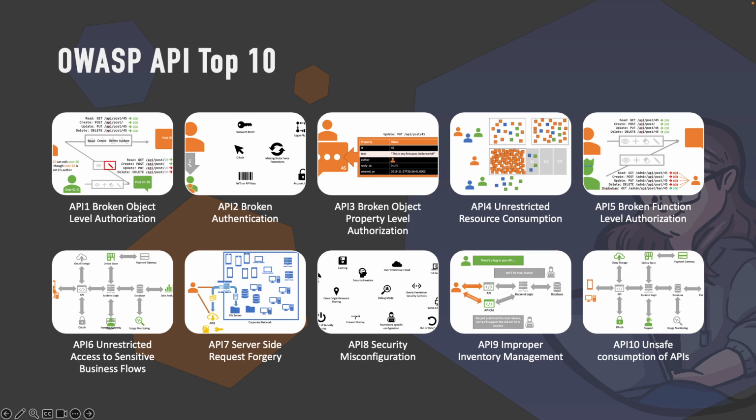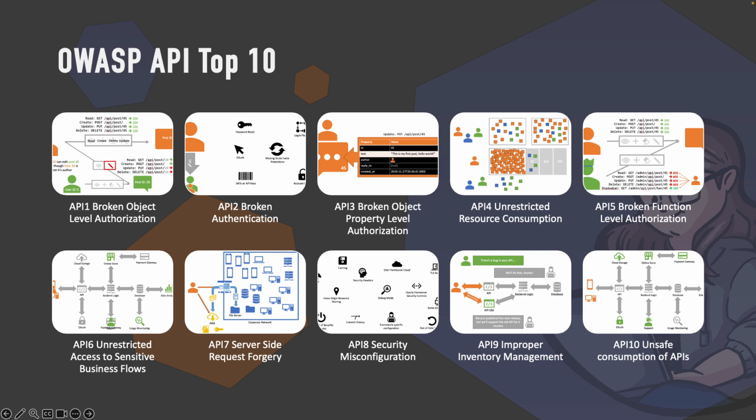API 4 is unrestricted resource consumption, not something that's typically rewardable in a bug bounty program because it covers things like DDoS attacks and also application level DoS. It depends on the program whether or not that's accepted. Essentially it means you're able to consume all the resources that should be available for legitimate users.